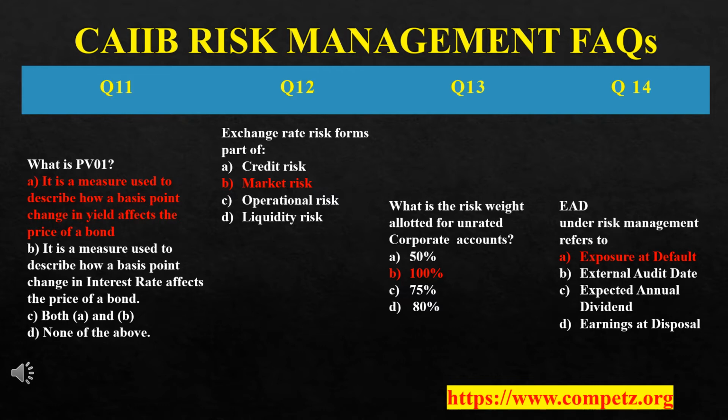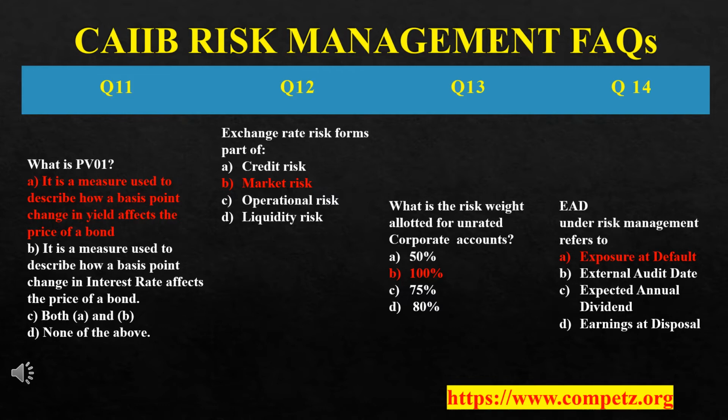The next question is what is the risk weight allotted for unrated corporate accounts? Listen carefully. What is the risk weight allotted for unrated corporate bonds, that is the corporate accounts? There are four options: 50, 100, 75 and 80. Okay, in terms of percentage, 50, 100, 75 and 80. So the answer here is 100.